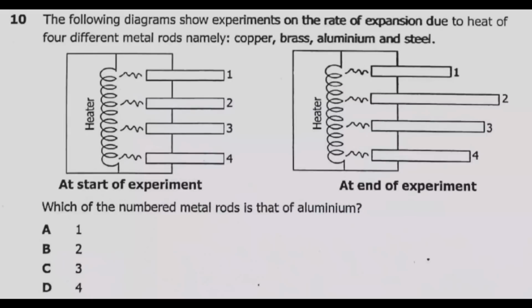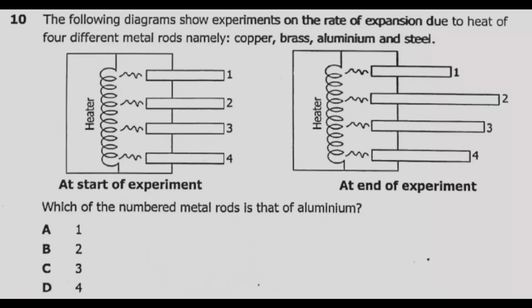The following diagram shows experiments on the rate of expansion due to heat of 4 different metal rods, namely copper, brass, aluminium, and steel. Those are the metals that are being heated. Those are the 4 metals, so I've got metal 1, 2, 3, 4.